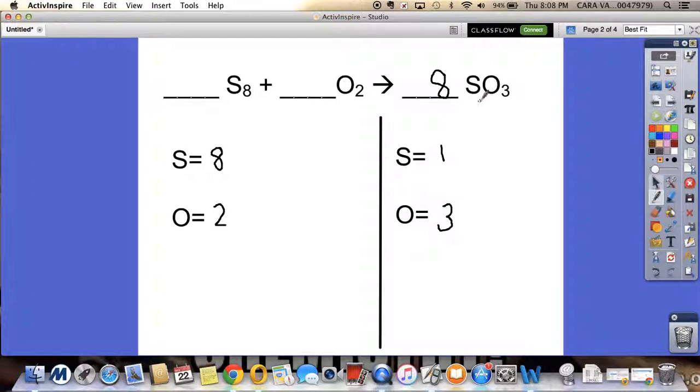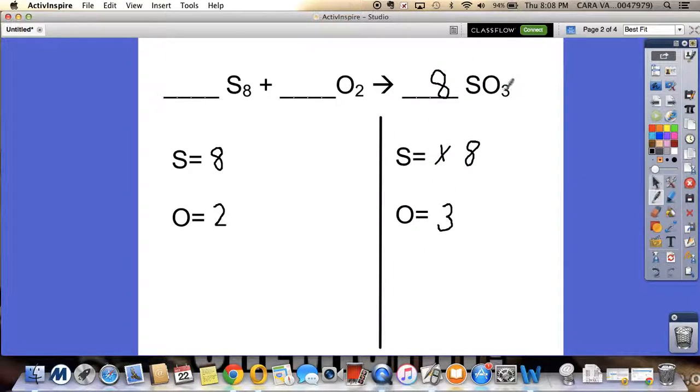Remember, we cannot add subscripts to compounds. They are what they are. The only thing that we can do is change the number of molecules, which is what that coefficient represents. So when I put that coefficient of 8 in front of the SO3, that now gives me 8 sulfurs on the right-hand side of the equation.